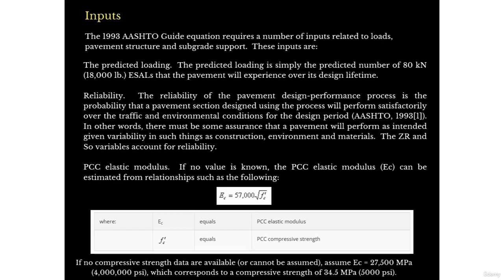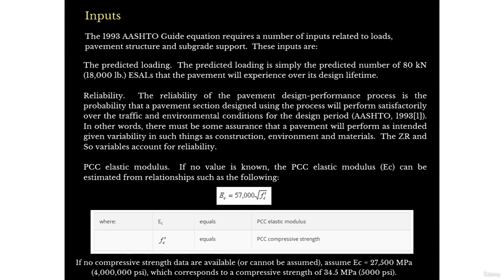where E_C is the PCC elastic modulus, and f'_c is equal to the PCC compressive strength. Okay. So if no compressive strength data is available, you can assume E_C to be 4 million in PSI, which is 27,500 MPa, right? Which corresponds to a compressive strength of 34.5, about 35 MPa. So that's the compressive strength you would be designing for your concrete.